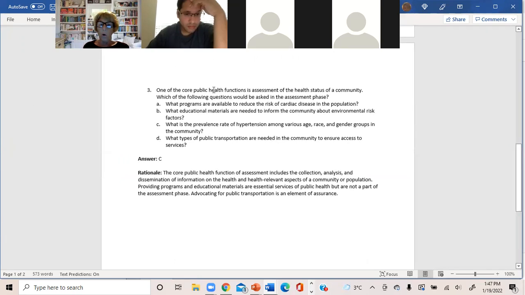One of the core public health functions is assessment. This is one of the objectives. What are the core public health functions? It's assessment of the health status of the community. Which of the following questions might be asked during the assessment phase?